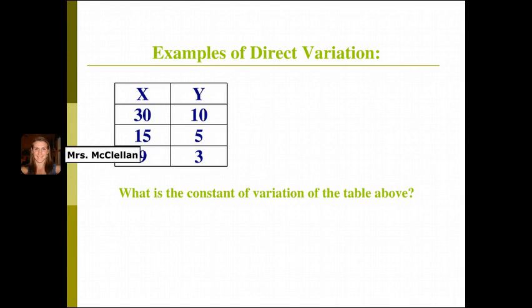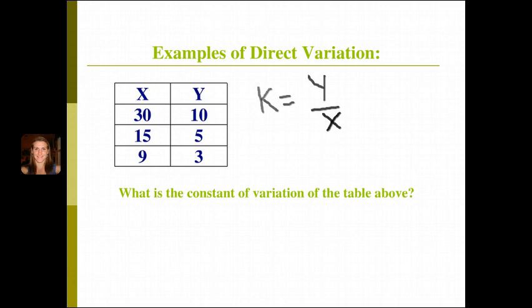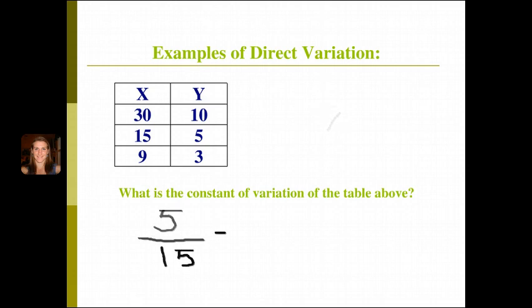Here is another example of direct variation. We know that k equals y over x. So we are going to once again use this equation to find the constant. So what is y? Well, I'm just going to use my second point this time. So I'm going to use 5 for y, and if I use 5 for y, I have to use 15 for x. And so 5 over 15 will reduce to 1 over 3. So my constant is 1 over 3.